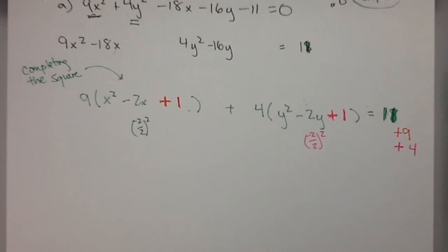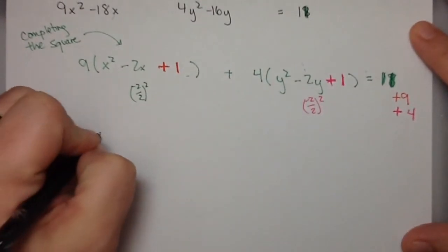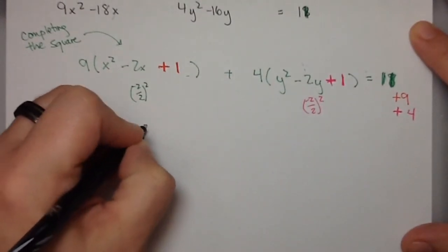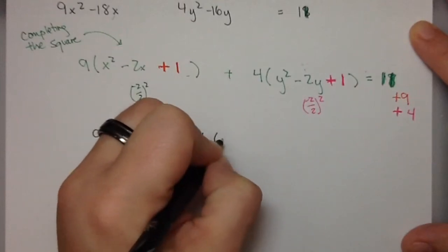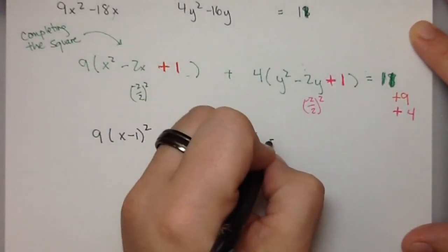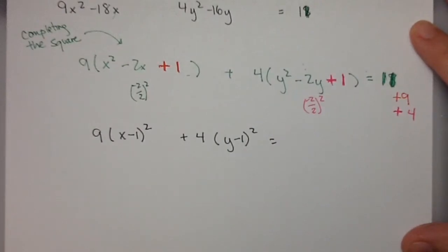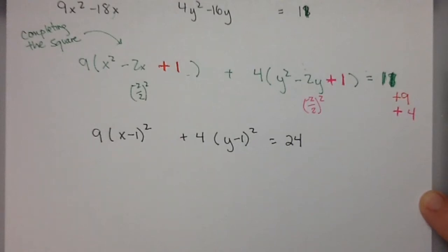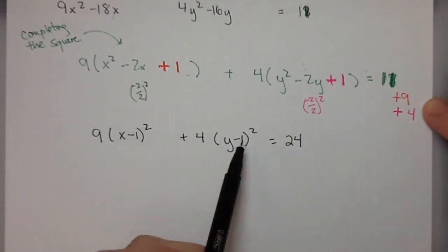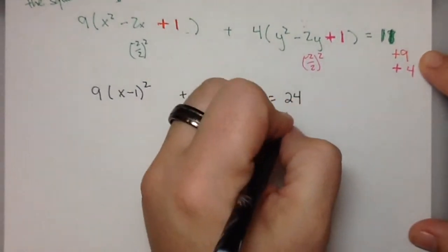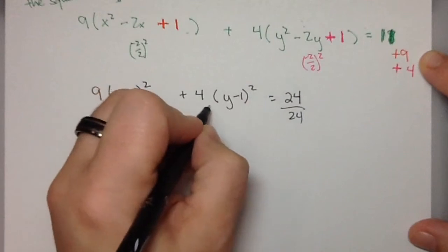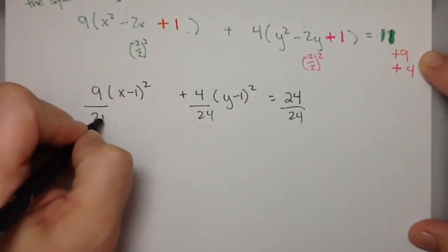Okay, so now, cleaning this up a bit, we've got 9 times x minus 1 squared plus 4 times y minus 1 squared equals 24. So we're getting close to the standard equation for an ellipse, but we've got to divide by 24, because it's something squared plus something squared equals 1. So we're going to divide by 24 here, here, and there.